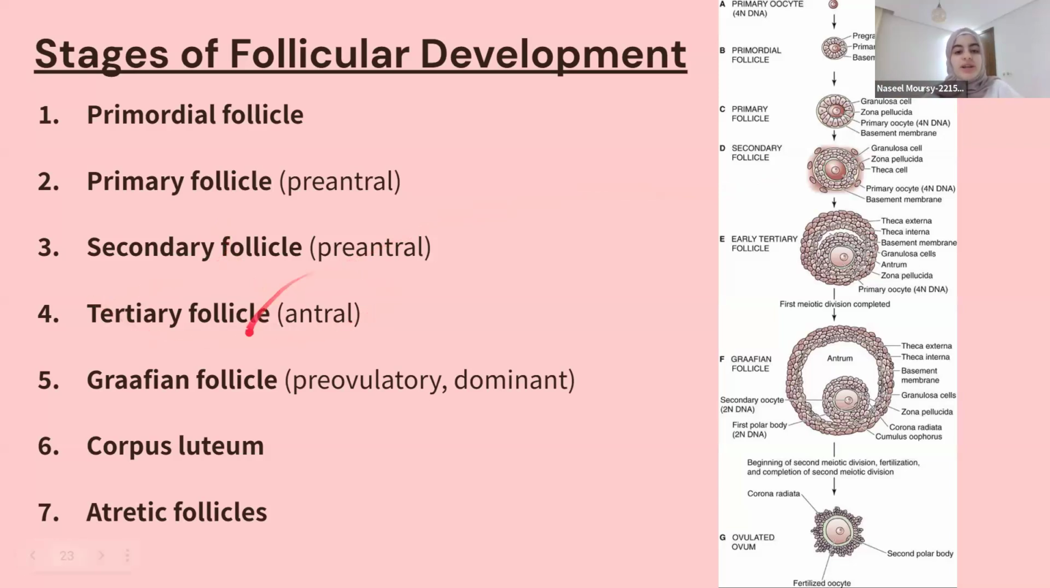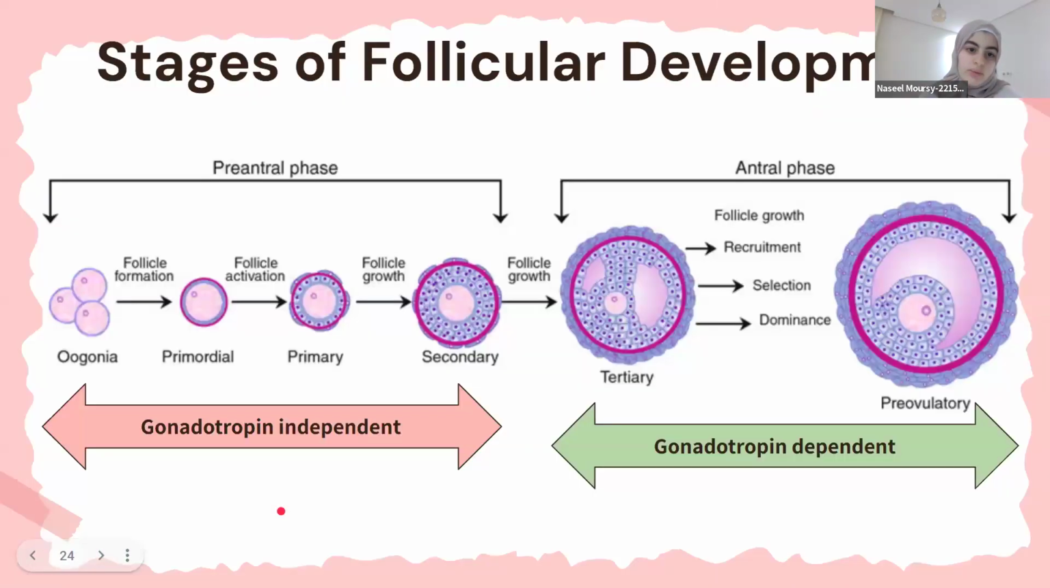Then we have the tertiary follicle, which is the antral follicle. This is when we start to see the antrum. Okay, so you can see here. And then we have the Graafian follicle, which is the pre-ovulatory and dominant follicle. Okay, this is the one that is destined to go for ovulation. You see here the antrum is really big. Okay, and you have the cumulus cells here, corona radiata, and then you have thecal cells around and all that. And then finally, when ovulation happens, you get the corpus luteum, and then this dies off. Okay, so let's talk about each one.